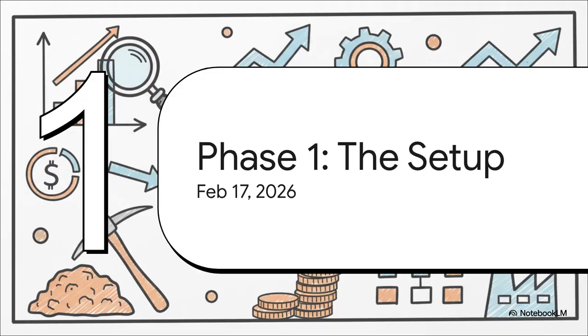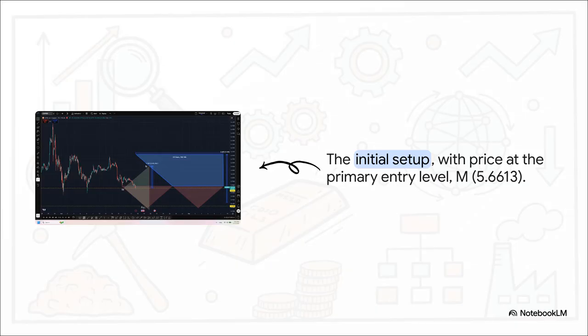So everything starts with Phase 1, the setup. This all got started back on February 17th, and this is the moment where the entire roadmap for the cycle was first established. Okay, so take a look at this chart. This is our starting point. You can see the model identified a primary entry level, right there at M, which is where the price was. It also flagged a potential second entry down at PC. Now these points and the geometric shapes you see, they create the entire map for this cycle.